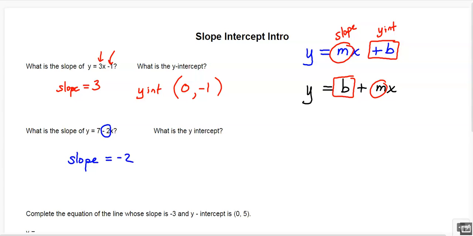And if it says, what is the y-intercept? Well, the y-intercept is the number that's by itself. It's a constant. It can't change. It's not with the variable. So that is going to be (0, 2), since it's a y-intercept.